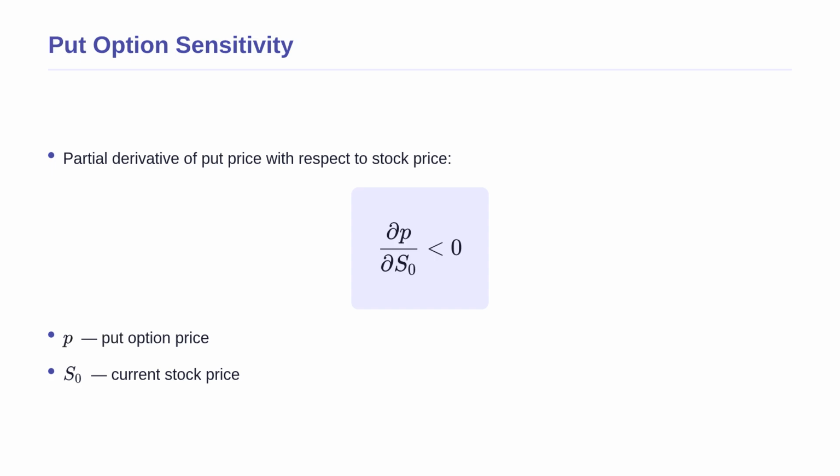On the flip side, we have the put option. Here, the partial derivative of the put option price with respect to the stock price is less than 0. This tells us that as the stock price goes up, the value of the put option goes down. The negative sign represents an inverse relationship, which makes perfect logical sense. The right to sell something at a fixed low price is completely useless if the actual market price is soaring higher. Therefore, put options act as a form of insurance against falling prices.